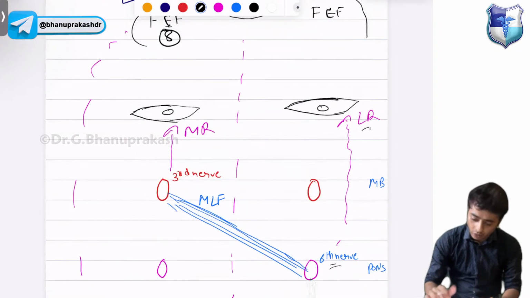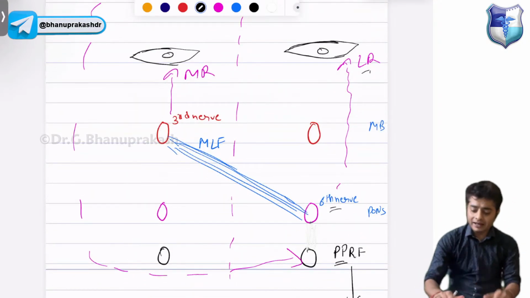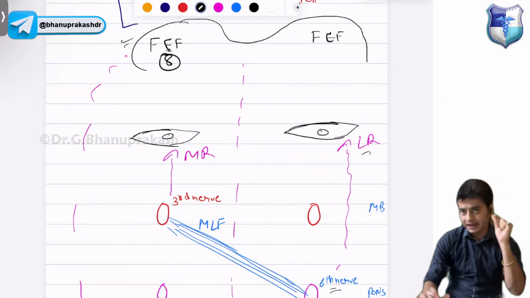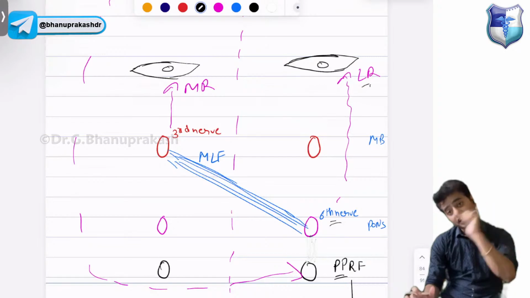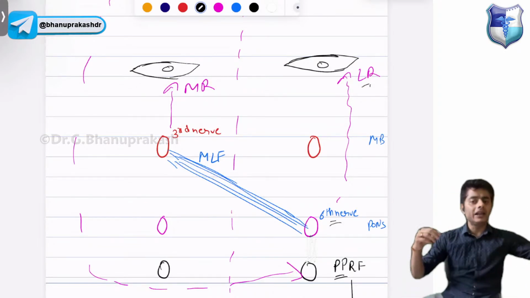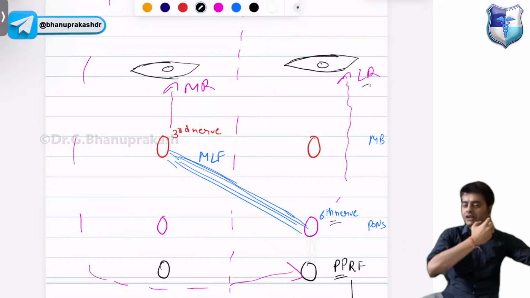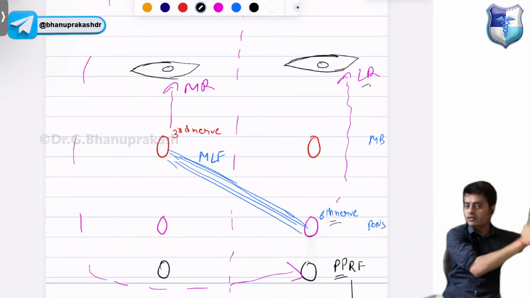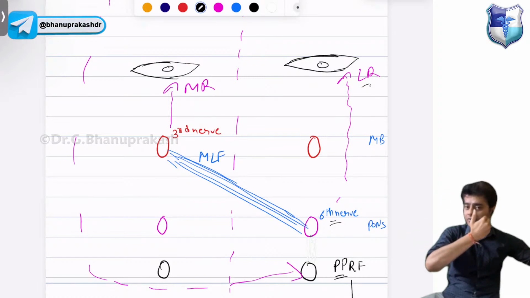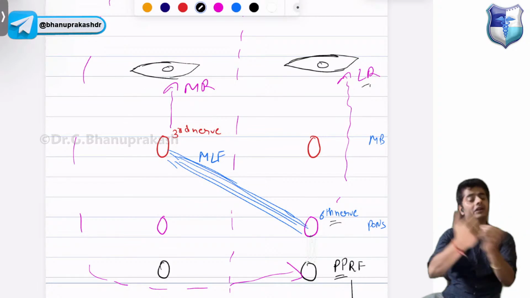Okay, sir. Now we all know that our PPRF is also stimulated by the cerebral hemisphere. If the right frontal eye field, that is area number 8, is stimulated, it will stimulate the contralateral PPRF. So if I want to look to my left side, my right frontal eye field will stimulate my left PPRF, and my left PPRF will make the eyes go to the left side. So if the right frontal eye field is damaged, can it stimulate my left PPRF? No, sir, it can't. So my eye will go to the right side.